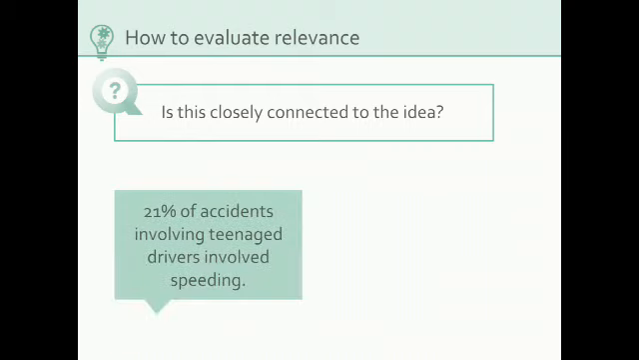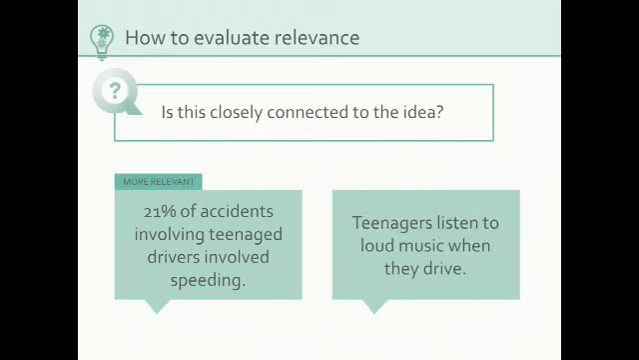Look at this example. 21% of accidents involving teenage drivers involved speeding. This is more relevant because the facts are connected to the idea of driving too fast. But consider this example. Teenagers listen to loud music when they drive. This information is less relevant because even though it is related to driving, it is not related to driving too fast.